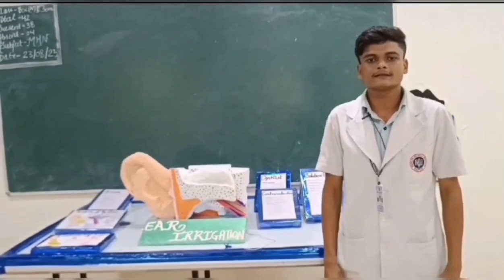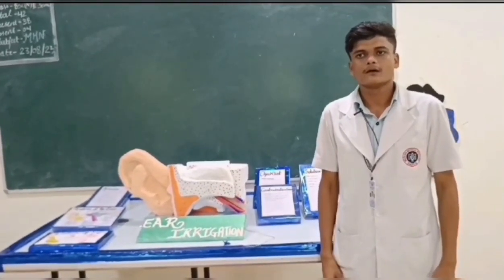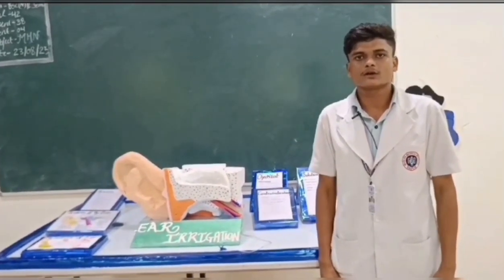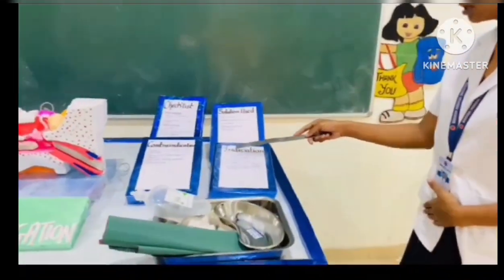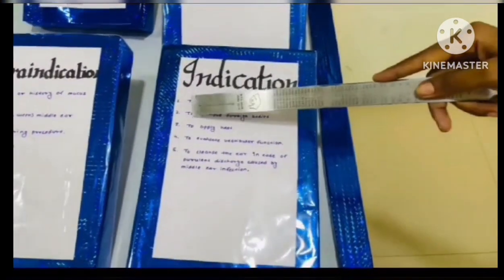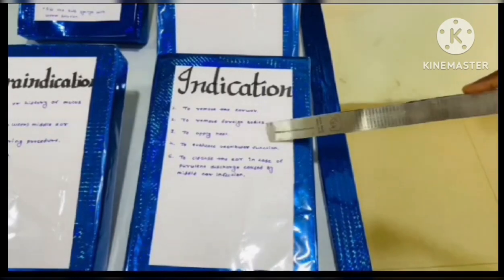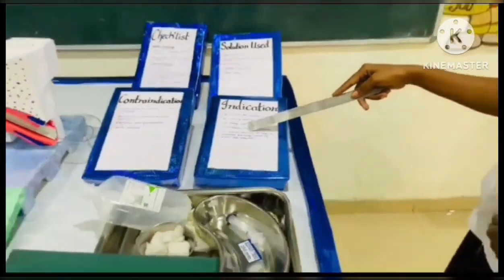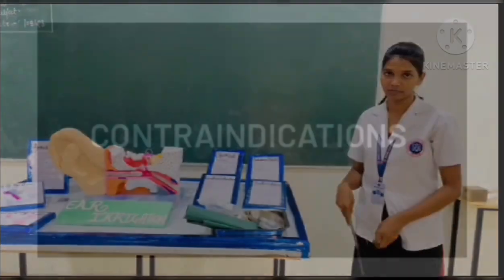Definition of ear irrigation. Ear irrigation is a method of cleansing the ear and removing wax or sebum. Indications of ear irrigation: first, to remove earwax; second, to remove foreign bodies; third, to apply heat; fourth, to evaluate vestibular function; fifth, to cleanse the ear in case of purulent discharge caused by middle ear infection.